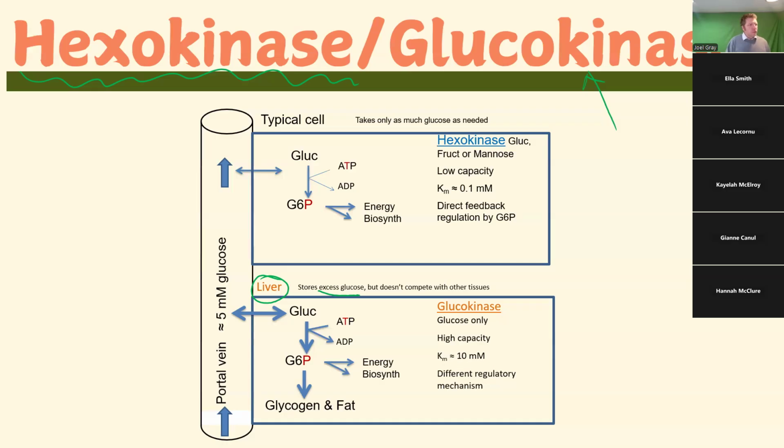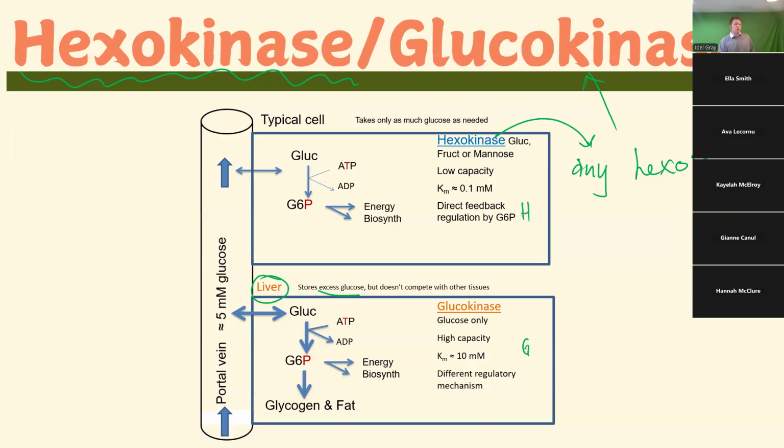Now, one difference between hexokinase and glucokinase is that hexokinase is an enzyme that can take on any hexose, any 6-carbon sugar, like glucose, fructose, mannose. Glucokinase says, I only want glucose. Now, hexokinase has a Km of about 0.1 millimolar. Between glucokinase and hexokinase, add an H for hexokinase and a G for glucokinase.